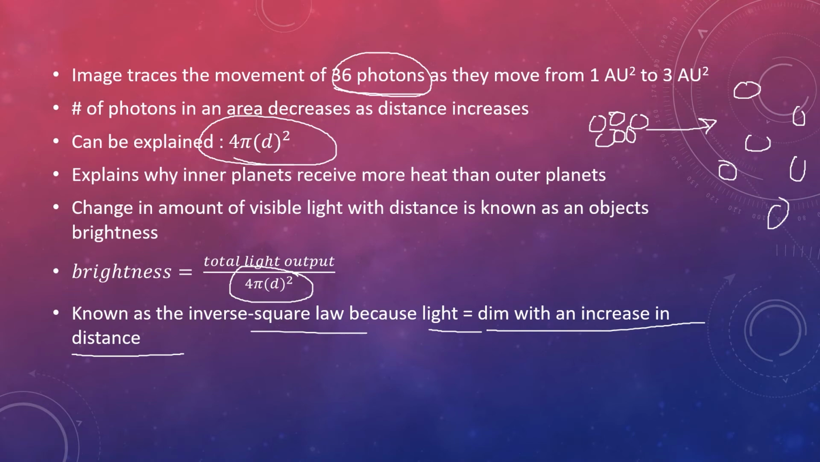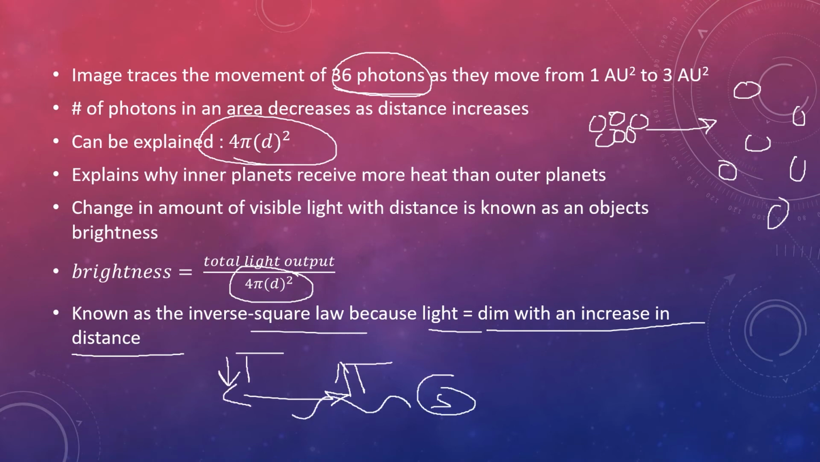We receive heat from light. So our sun gives us heat. Where we are located in our solar system allows for us to have the proper amount of heat in order for us to survive. The closer you are to the sun, the more heat you have. The farther you are from the sun, the less heat you have.